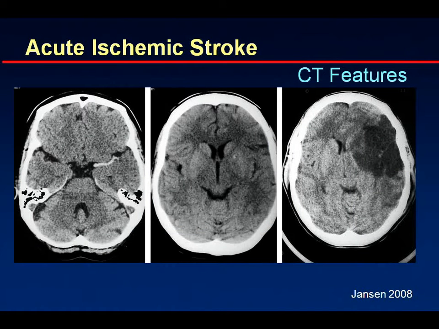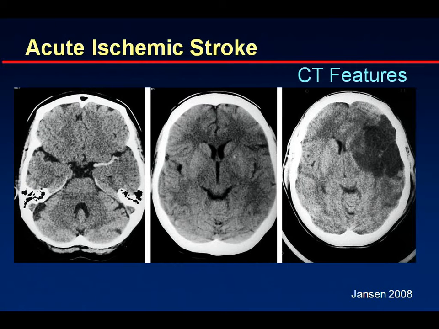Classic CT features are the dense vessel sign here and completely occluded media. Then you see the very early features, and if you look closely, you see again here a white-gray differentiation, and you see that the white-gray differentiation in this area is reduced. But you see that it is very subtle, very hard to detect, and if you ask two of us where exactly the borders are, it is very likely that we will tell you something different. So the inter-observer variability in deciding where the ischemic area is very large in these first stages.